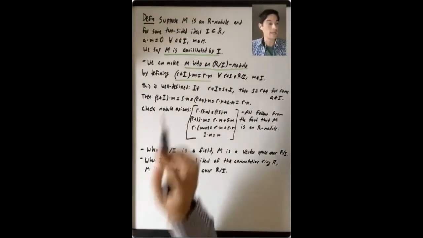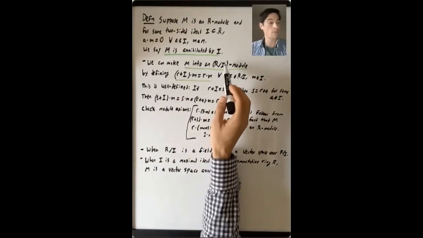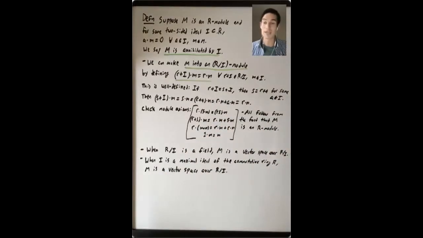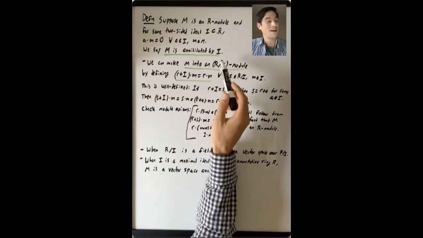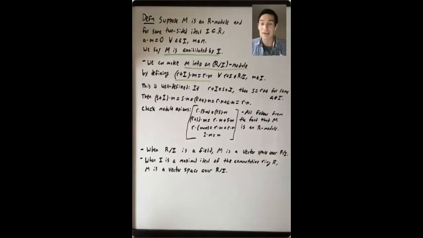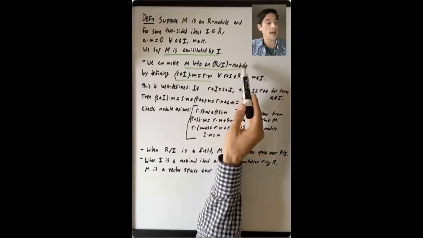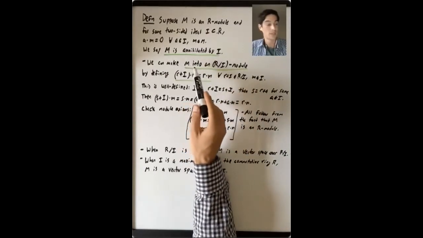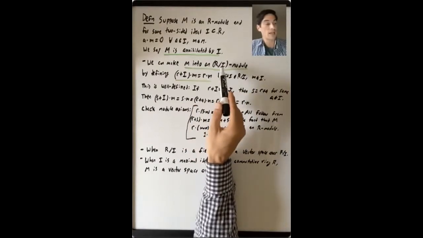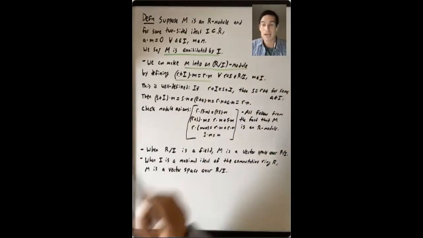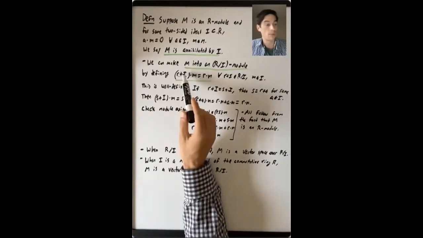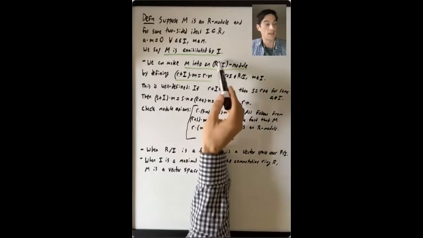In this case, we can make M into an R mod I module. So not only does M have the structure of an R module, but it also has the structure of an R mod I module, where R mod I is this other ring that is related to the ring R. So how does this work? We have to say, how does an element of R mod I act on an element of M? Well, what does an element of R mod I look like? It's a coset of the ideal I in R. So it looks like r plus I for some r in the ring.